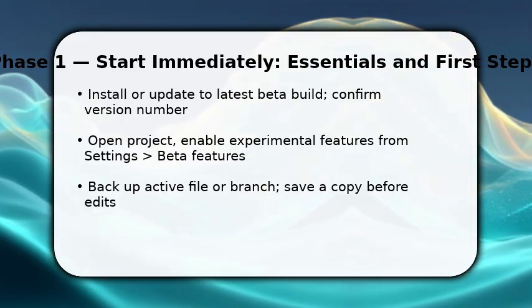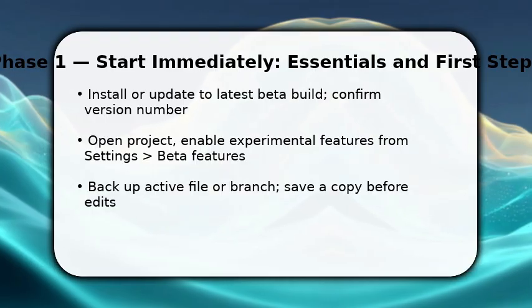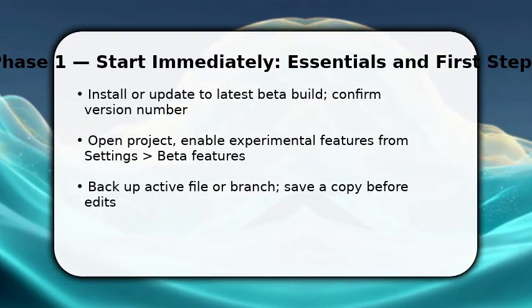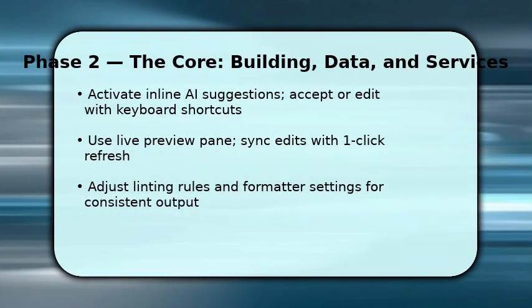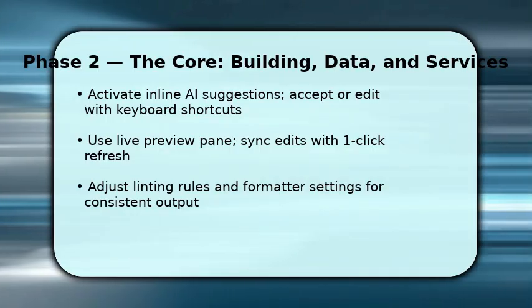Now, locate the primary toolbar and file tree. Those give fast access to editing panels, which you'll use immediately for stepwise changes. You'll now apply the editor's new tools to the active file. Start by activating inline suggestions and then accept or tweak them using shortcuts, because that speeds iteration.